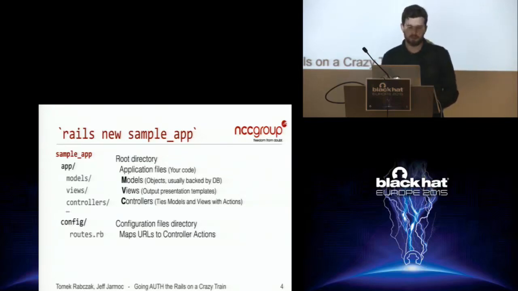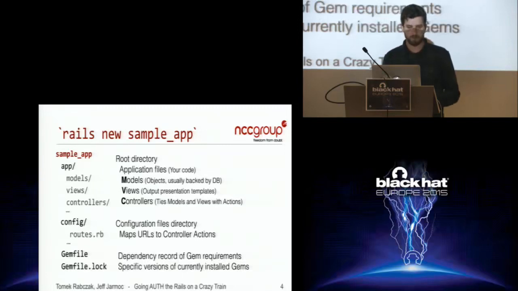In the configuration directory, you have a file called routes.rb. This is the file that pretty much defines all of the public-facing routes in your application. We're going to go into this a little bit later to see what the structure of that file looks like. And then we have two files called Gemfile and Gemfile.lock. Gemfile is pretty much the list of external dependencies. In Ruby, they're called gems. And Gemfile.lock is what you get when you run bundle install, it installs all of your gems. It's going to contain the version numbers of all the gems that were installed. So if you're looking for vulnerabilities in specific gems, you're going to want to look into that file to see what version they're running.